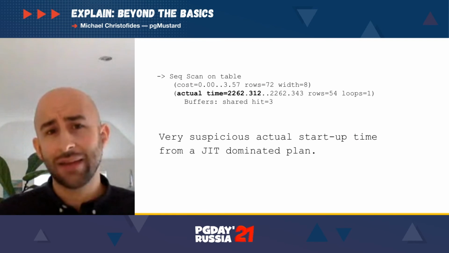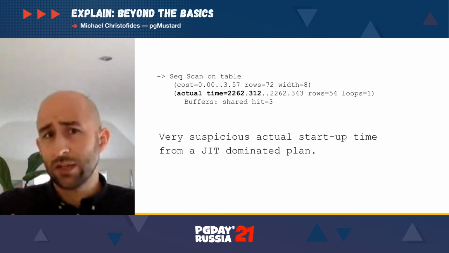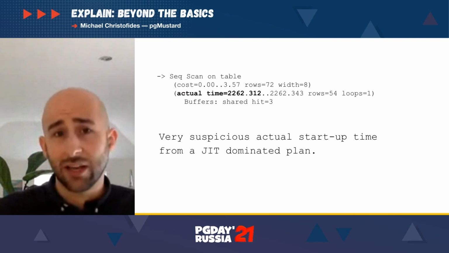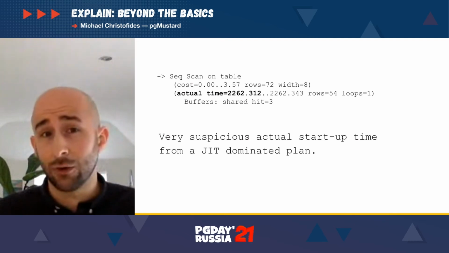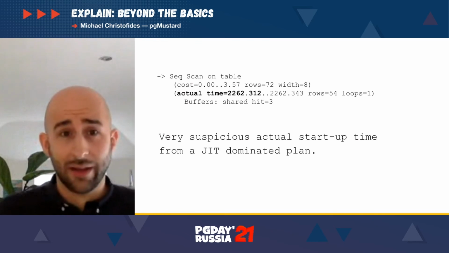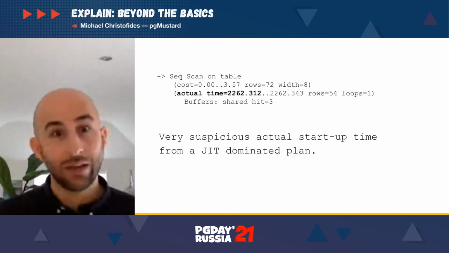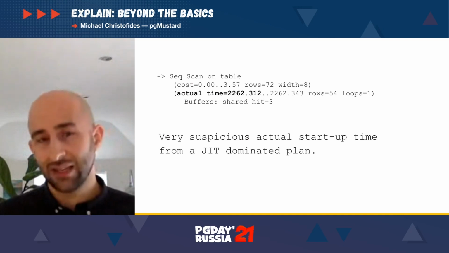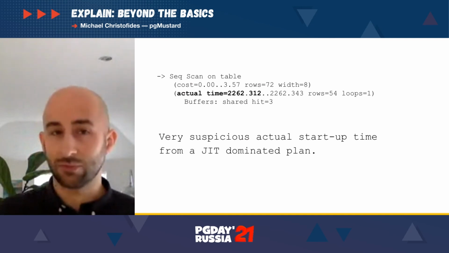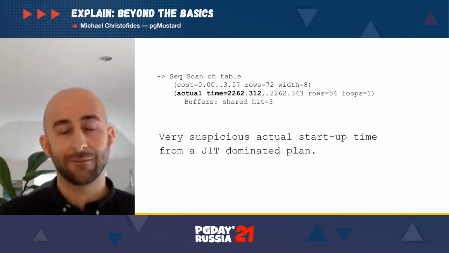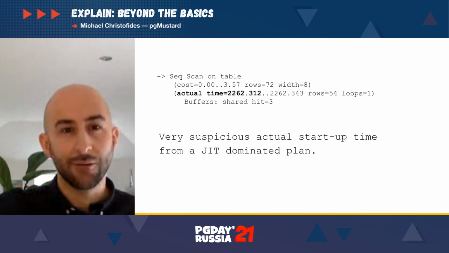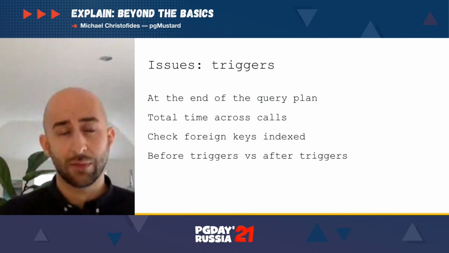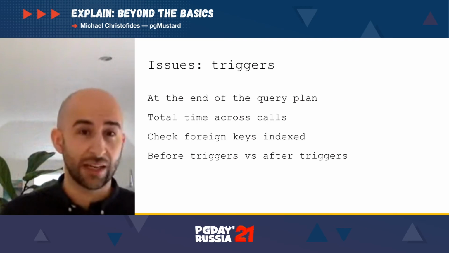The actual time here is super suspicious. We've got a sequential scan on a very small table. We're expecting it to return 72 rows. It only returns 54. The total number of blocks read is 3, so it's 24 kilobytes of reads, and it's taking 2.2 seconds to get started. In this case, that was due to JIT, and I've seen this pattern a few times. So hopefully that helps a few of you if you ever aren't able to see the JIT in the summary section, or if you forget to check it at that one time.